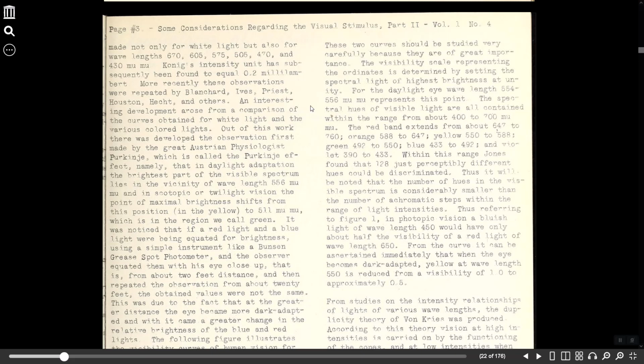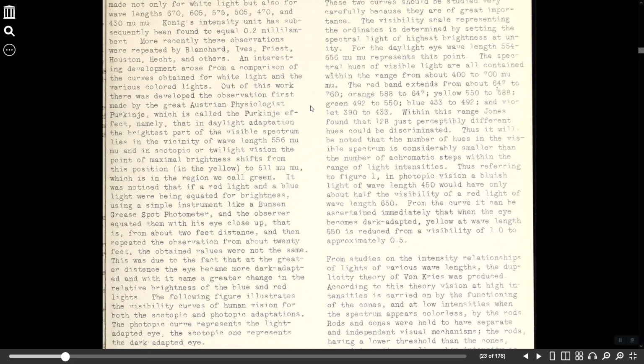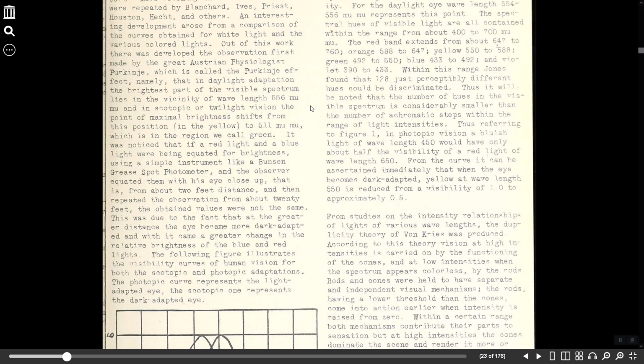The spectral hues of visible light are all contained within the range from about 400 to 700 mu. The red band extends from about 647 to 760, orange 588 to 647, yellow 550 to 588, green 492 to 550, blue 433 to 492, and violet 390 to 433. Within this range, Jones found that 128 just perceptibly different hues could be discriminated. Thus it will be noted that the number of hues in the visible spectrum is considerably smaller than the number of achromatic steps within the range of light intensities.